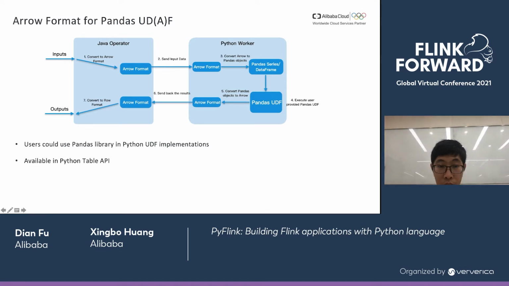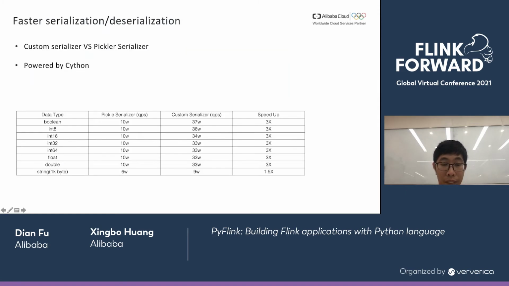Okay, we can find Pandas UDF has two strengths. First is faster data transmission, and the second is it could use the high-performance Pandas library directly. This optimization is only available in the Python Table API. Okay, next we will talk about serialization and deserialization.